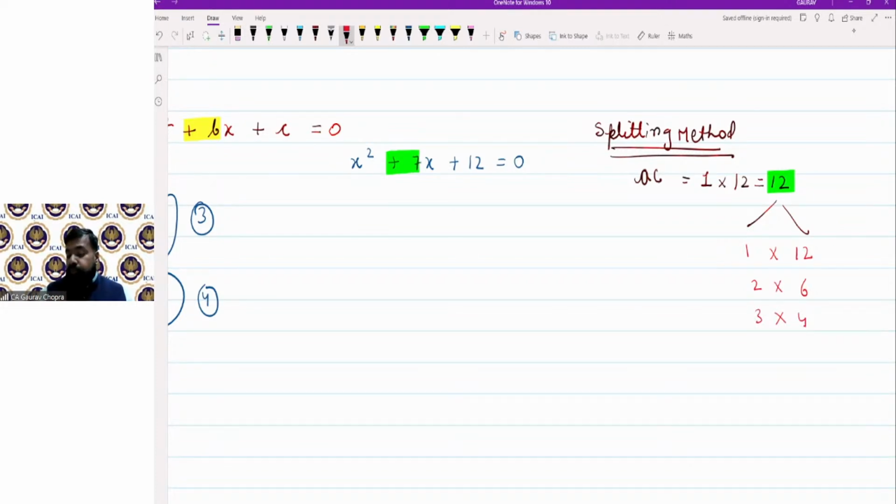So this time we can use 3 and 4. So x square plus 3 of x plus 4 of x plus 12 is equal to 0. So इस तरह से हम split कर लेंगे.